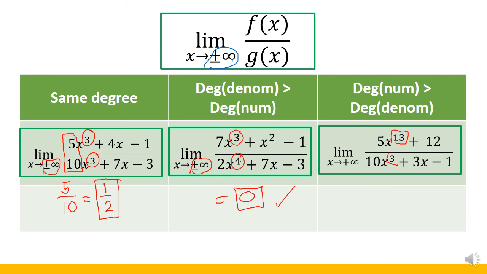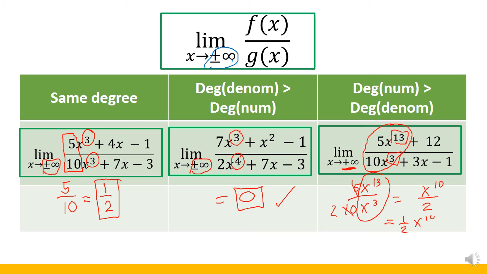Whereas our denominator has a degree of 3. The shortcut here is to just consider those leading terms for your numerator and denominator, respectively. Now, the sign of infinity will matter. So, if you simplify, you have 5x to the 13 over 10x cubed. Using the law of exponents for this part, we have x to the 10 over 2, or simply 1/2 x to the 10.